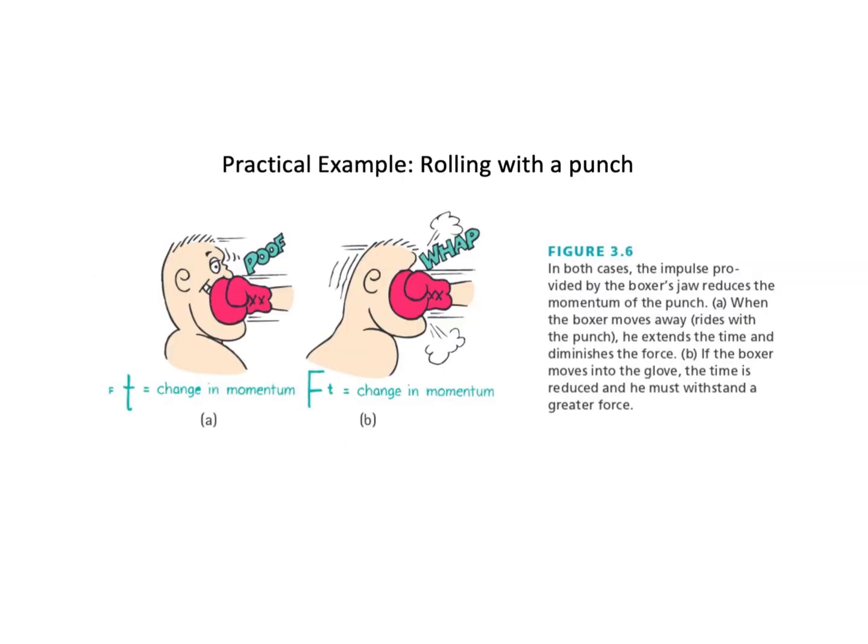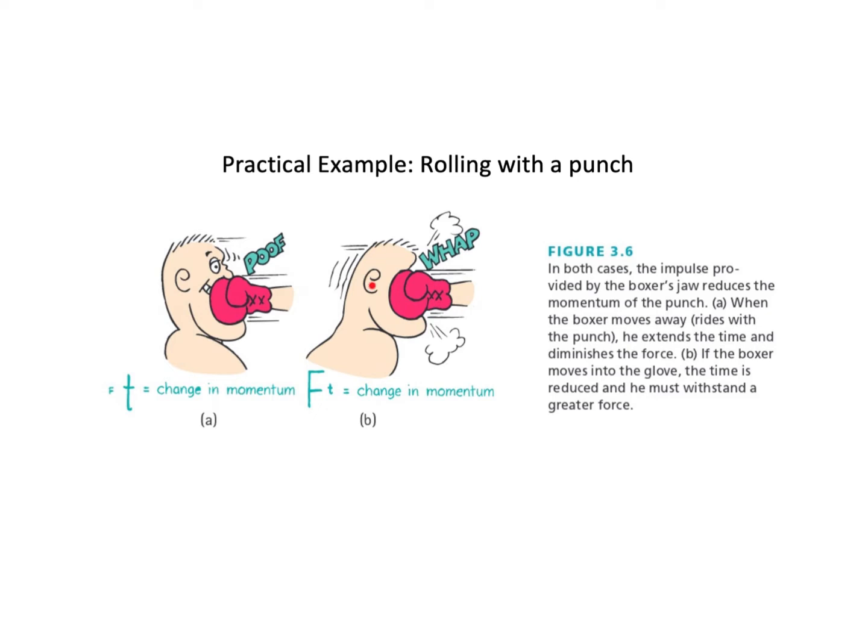Boxers also make use of this principle. If you're getting punched in the face, you want to roll with the punch. In other words, when the punch makes contact with your face, you want to move your head, move your body back, and roll with the punch. You want to extend the time of contact. You want to make the time that the punch is in contact with your face, delivering momentum to your face, as long as possible. Because if the time is big, the F will be small.